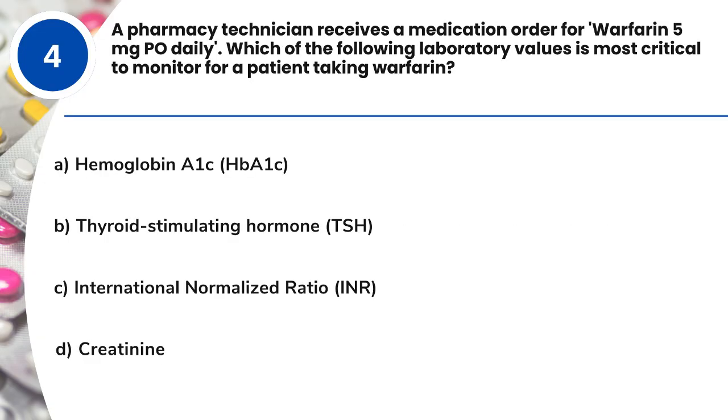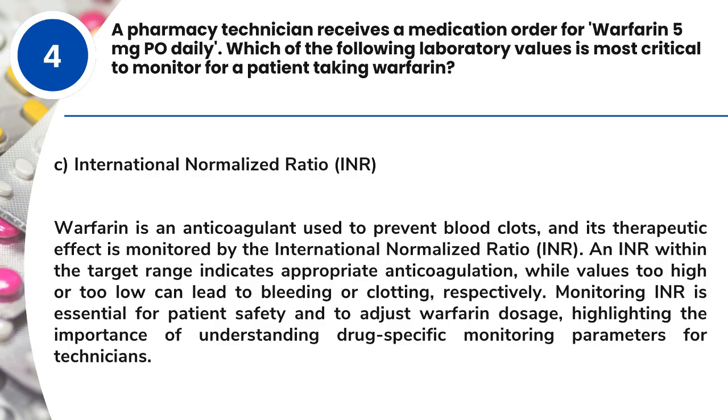Question 4. A pharmacy technician receives a medication order for warfarin 5 mg PO daily. Which of the following laboratory values is most critical to monitor for a patient taking warfarin? A. Hemoglobin A1C, HbA1c. B. Thyroid stimulating hormone, TSH. C. International normalized ratio, INR. D. Creatinine. Answer C. International normalized ratio, INR.